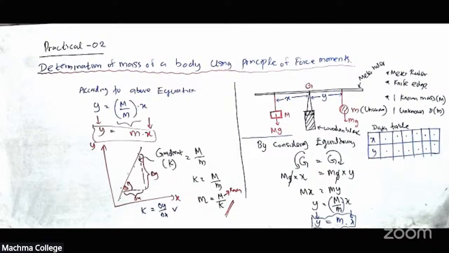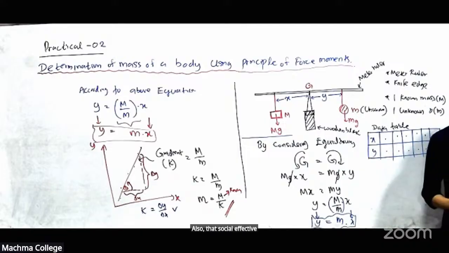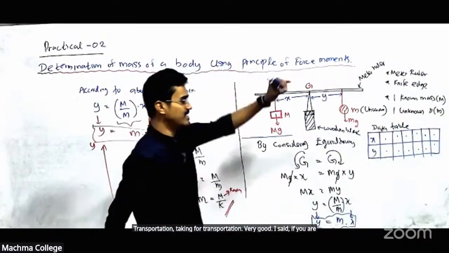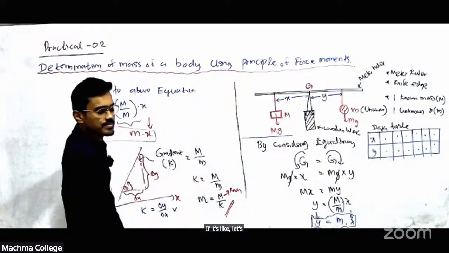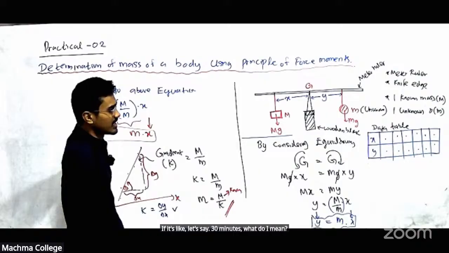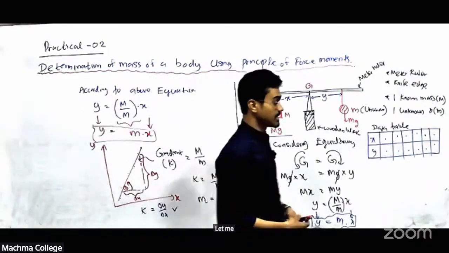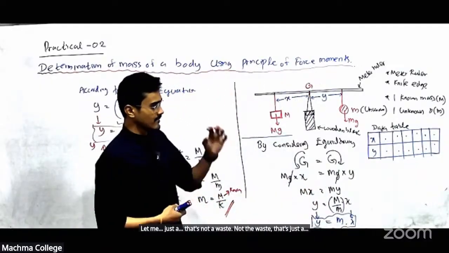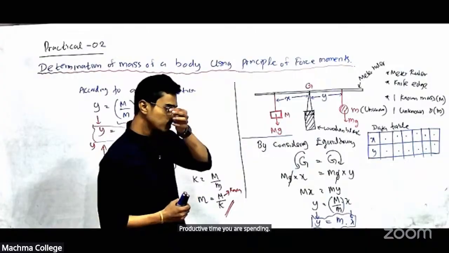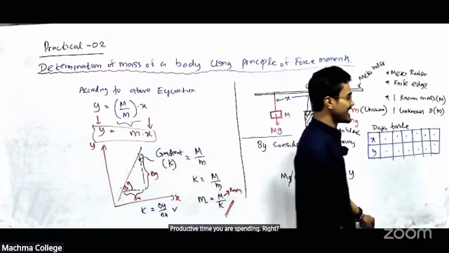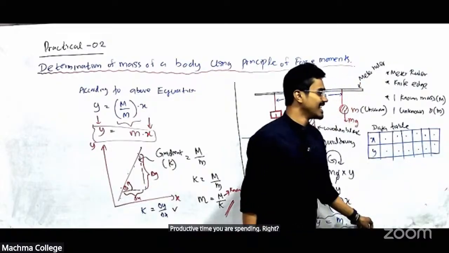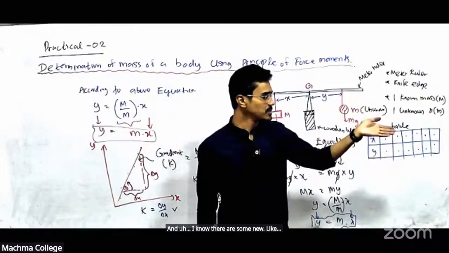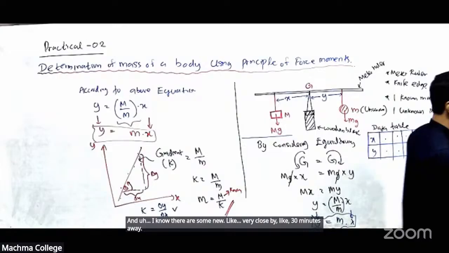Also, that's effective. We are saving the time for transportation. Very good. I said if you are around Colombo, in the sense if it's like, let's say, 30 minutes, 45 minutes, that's not a waste. That's just productive time you are spending, right? And I know there are some students who live very close by, like 30 minutes away. Now in the online meeting, that's why I told you.